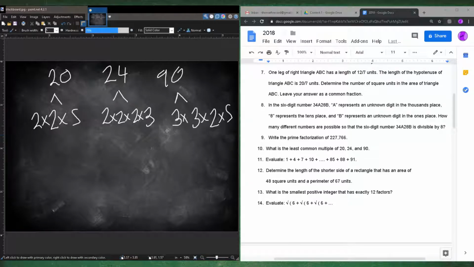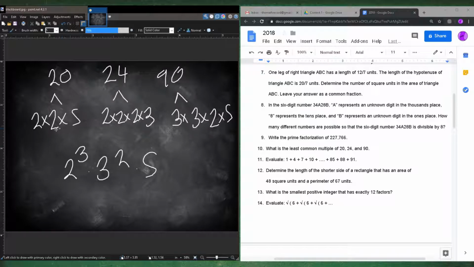So the least common multiple is going to be all the numbers combined. How many 2's do we have? We have 2 2's, 3 2's, and 1 2, right? So the highest amount of 2's that we need is 2 to the 3. Now, do we need any 3's? Yes. There's 0 3's here, 1 3 here, and 2 3's here, so we need 2 3's because that's the highest amount. Do we need any 5's? Yes, we need 1 5. There's 1 5 here, no 5's here, and 1 5 here.